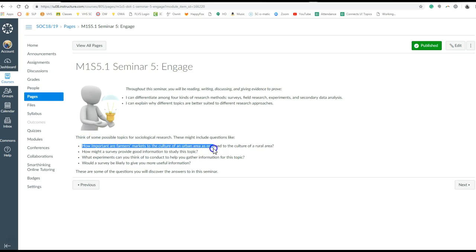How important farmer markets are to the culture of an urban area as opposed to a rural area. How might a survey provide good information on this topic, right? What experiments can you think of that you could conduct to help you gather information? Or would a survey be likely to give you the most useful information? So again, this is just something that you need to look at, all right?